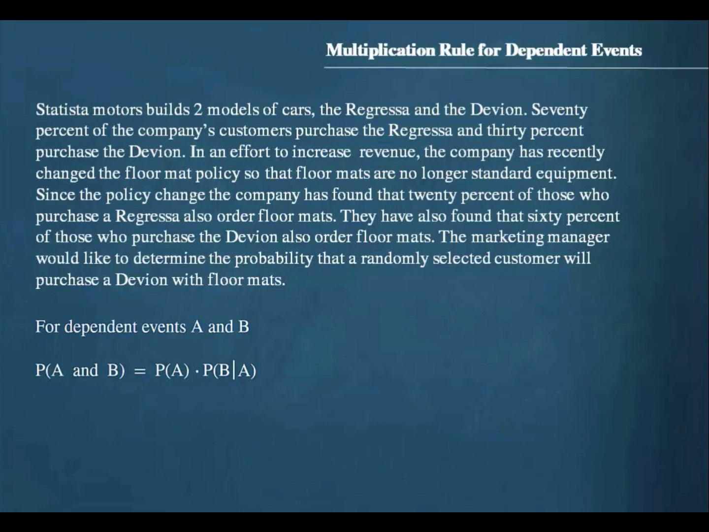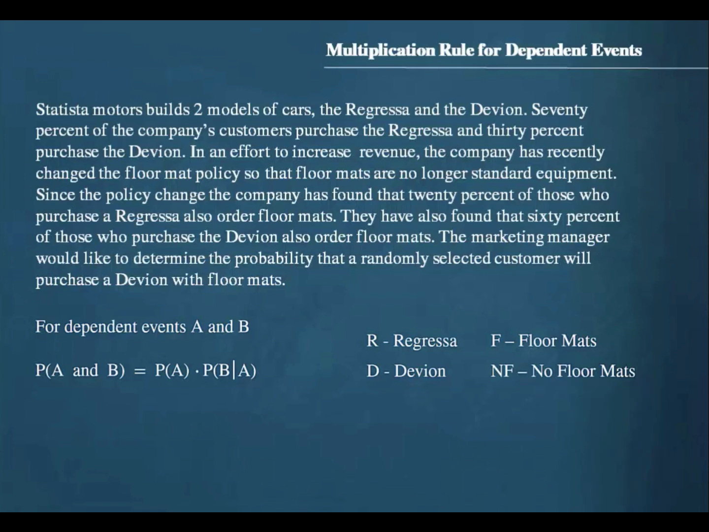In order to simplify the probability notation, let's assign symbols to the events. So let R represent the event that a randomly selected customer purchases a Regressa, and let D represent the event that a Devion was purchased. F will be the event that floor mats are purchased, and NF will be the event that no floor mats were purchased.